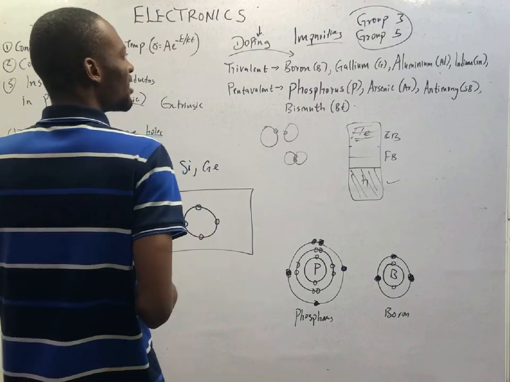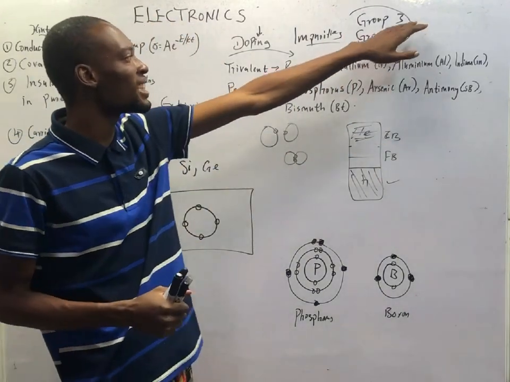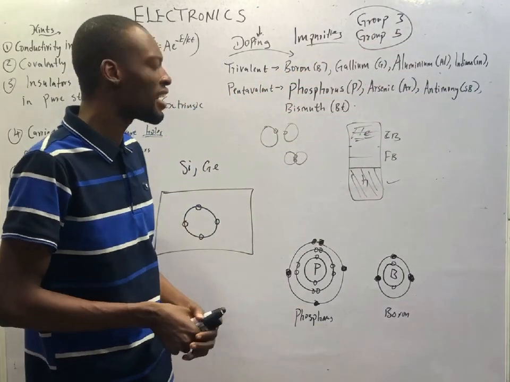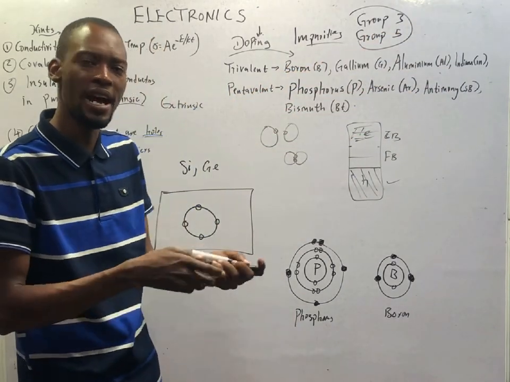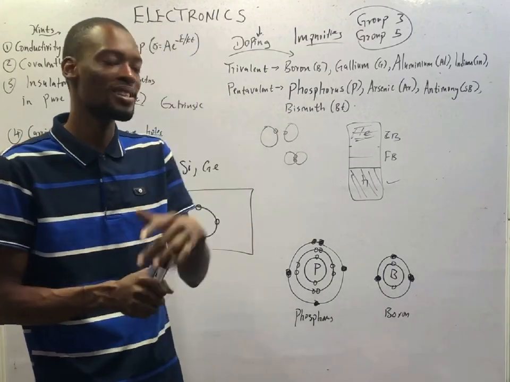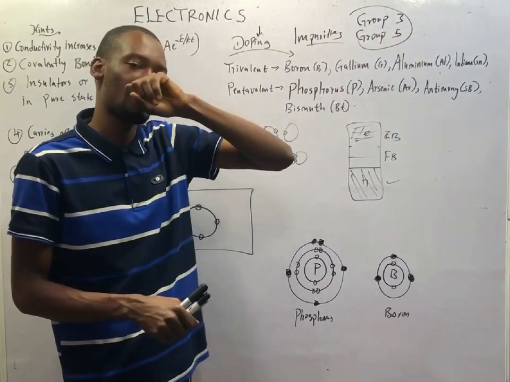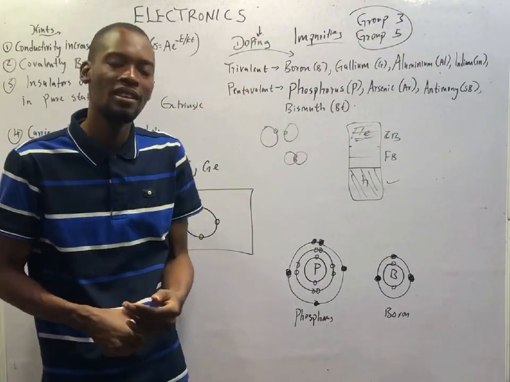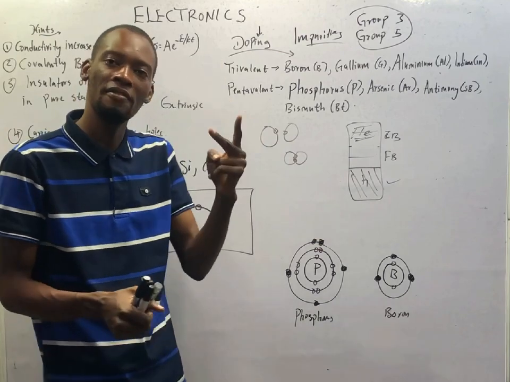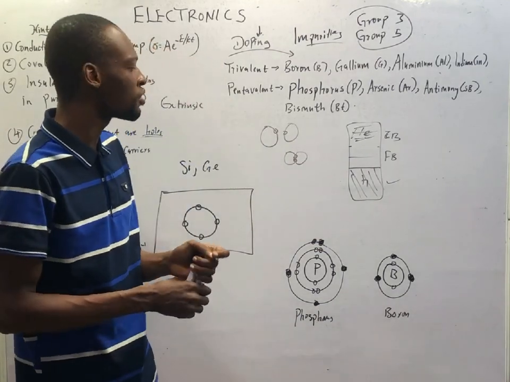Now, what are group 3 elements? The group 3 impurities added to semiconductors are referred to as trivalent impurities. Tri, because group 3 elements have 3 electrons in the outermost shell. The group 5 impurities are referred to as pentavalent. Pentavalent simply means 5, so pentavalent elements have 5 electrons in the outermost shell.